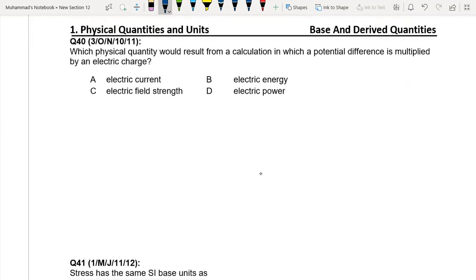Which physical quantity would result from calculation in which a potential difference is multiplied by electric charge?